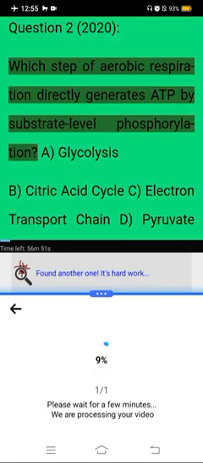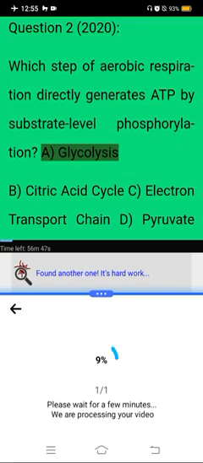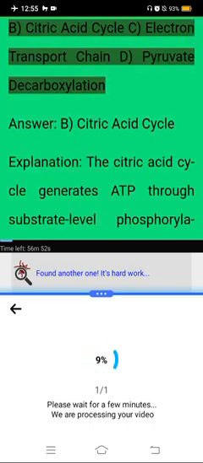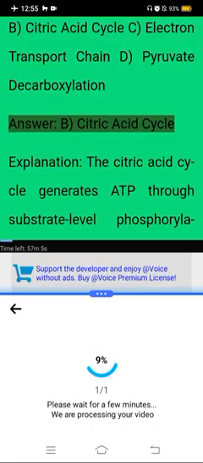Question 2, 2020. Which step of aerobic respiration directly generates ATP by substrate level phosphorylation? A. Glycolysis. B. Citric acid cycle. C. Electron transport chain. D. Pyruvate decarboxylation. Answer: B. Citric acid cycle.